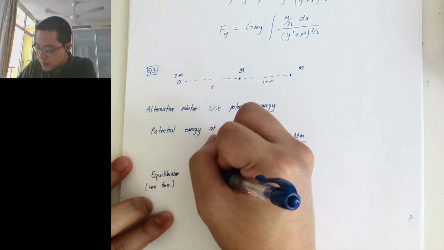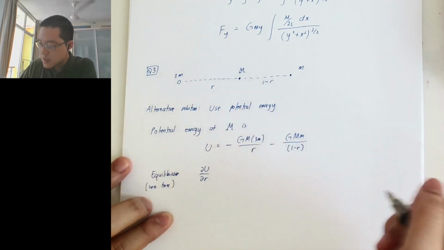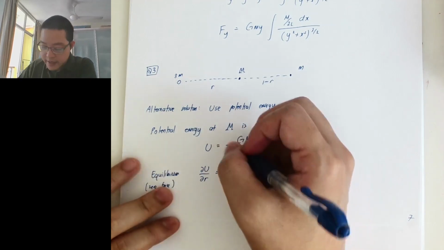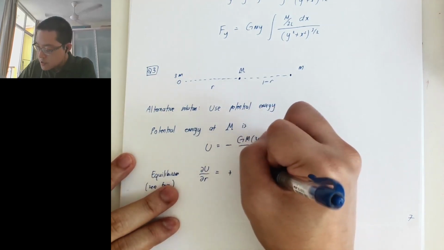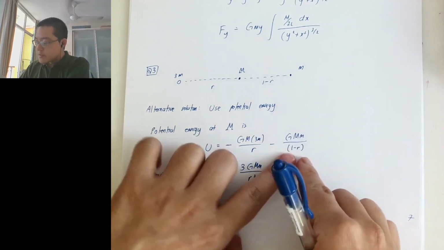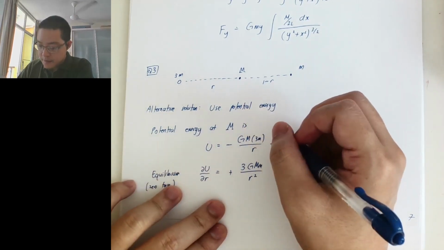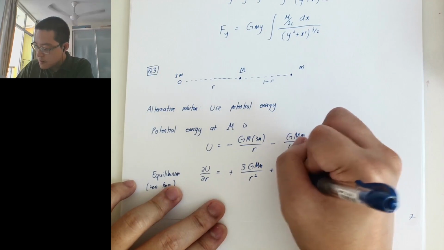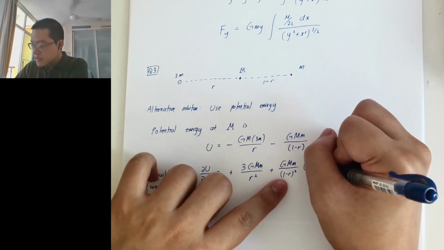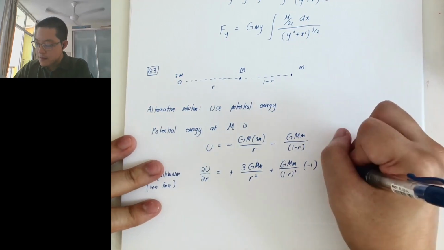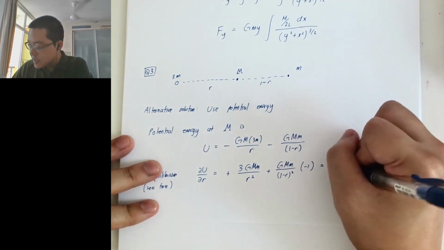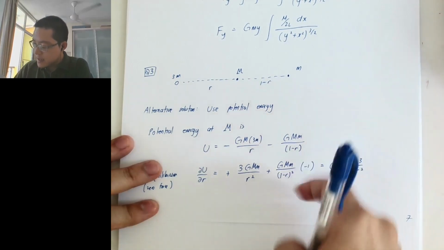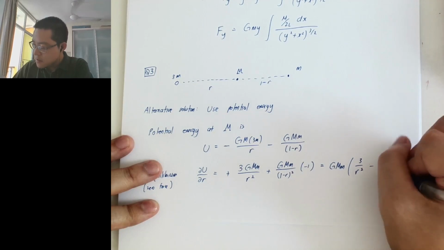So to get the equilibrium, I need to differentiate this with respect to r. Okay, so I just need to differentiate r. Differentiating this with respect to r, I get a positive 3Gmm over r squared. Differentiating this, it becomes a plus something over (1 minus r) squared, and then by the chain rule, differentiating this, I get an extra minus 1. If you simplify, you just get Gmm times [3 over r squared minus 1 over (1 minus r) squared].